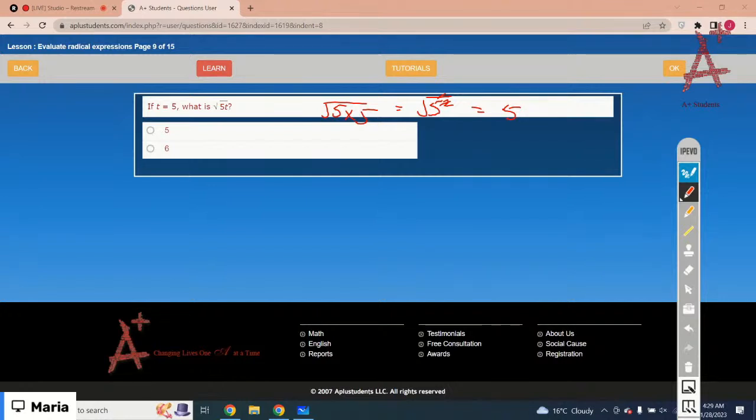So it is t equals 5. Got it? Correct option is 5.